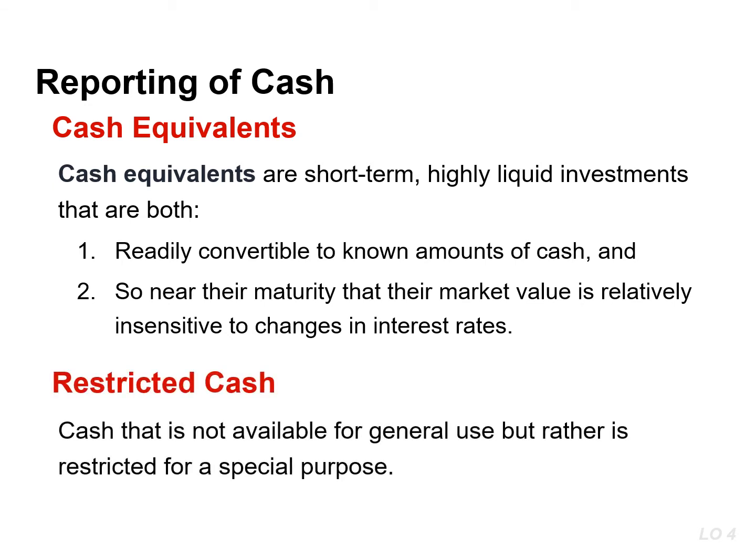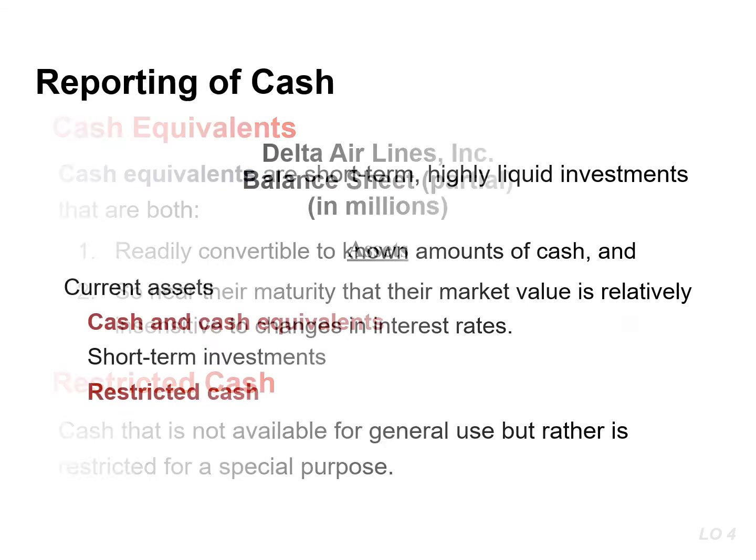Cash that is not available for general use, but rather is restricted for a special purpose, should be reported separately on the balance sheet as restricted cash. If the company expects to use the restricted cash within the next year, it reports the amount as a current asset. When this is not the case, it reports the restricted funds as a non-current asset.